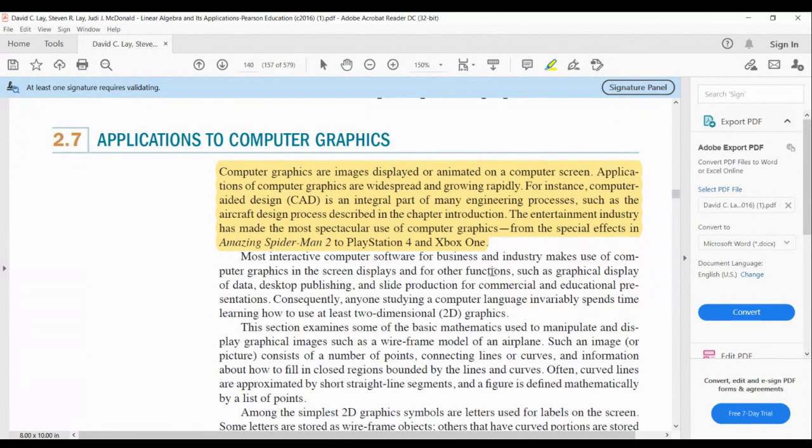How many have heard of computer-aided design in here? How many have heard of that term before? Okay, Olivia has, Samantha, wonderful, wonderful. And Benjamin and Shravani, excellent, excellent.